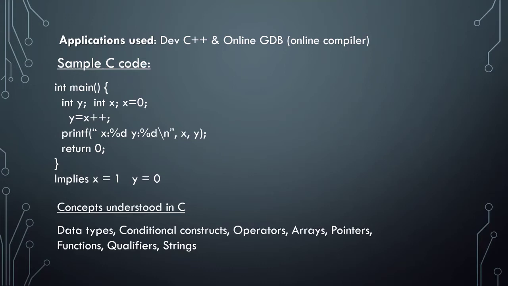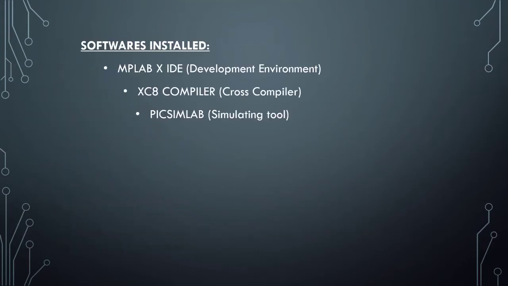Among other concepts that are understood in the C language are the data types, the conditional constructs, the operators, the ternary operators, and many others. And then we have the arrays, the pointers, functions, qualifiers, and strings. So that was about the C programming language.